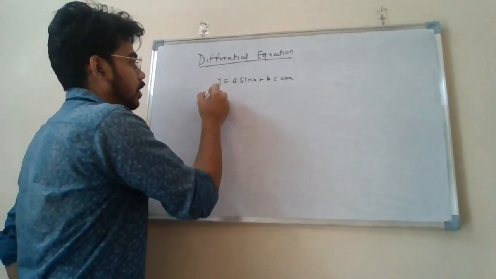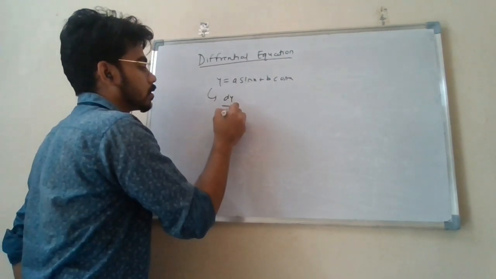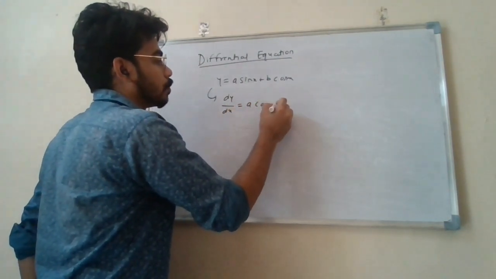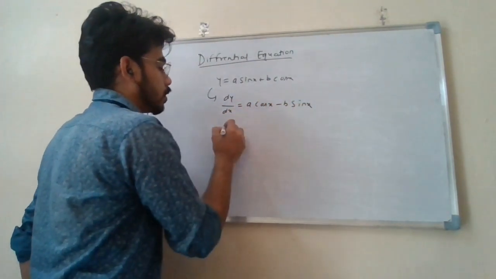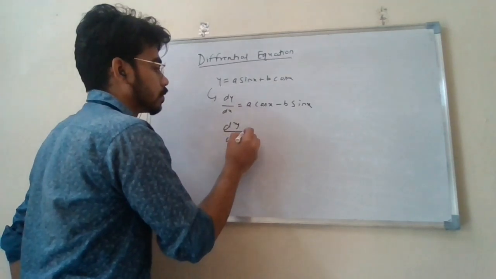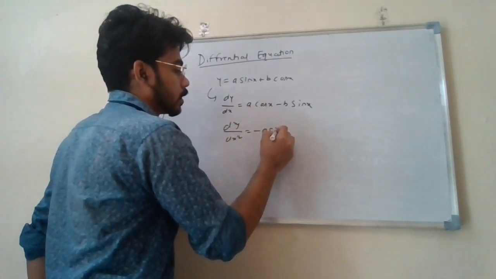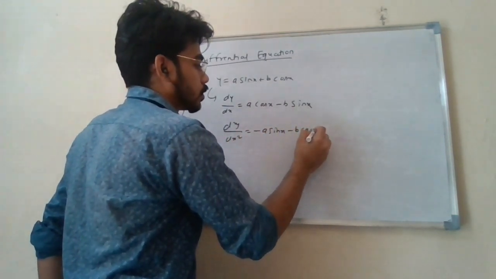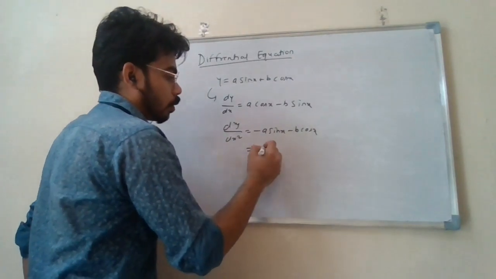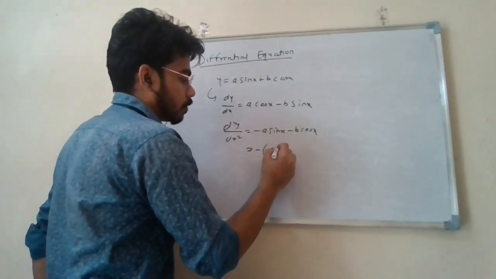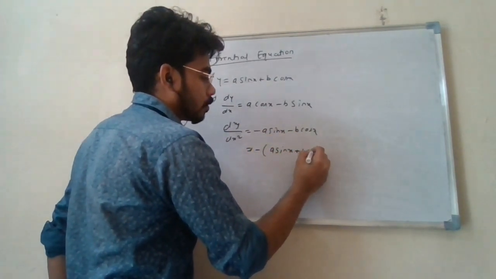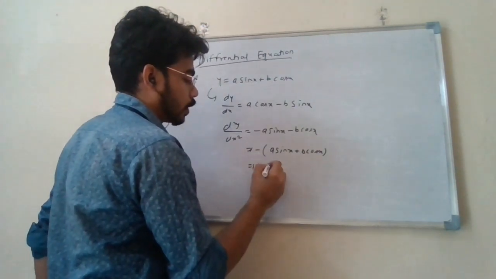That means the first time derivative will give dy by dx equal to a cos x minus b sin x, and d2y by dx square equal to minus a sin x minus b cos x. If we take out the common minus sign, then we get a sin x plus b cos x, which is equal to minus of y.